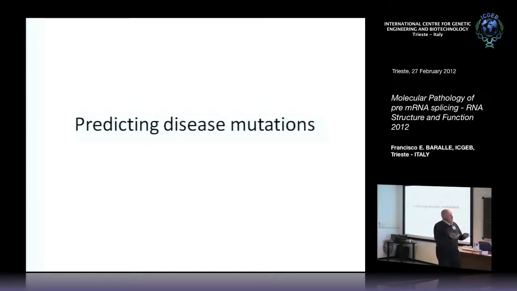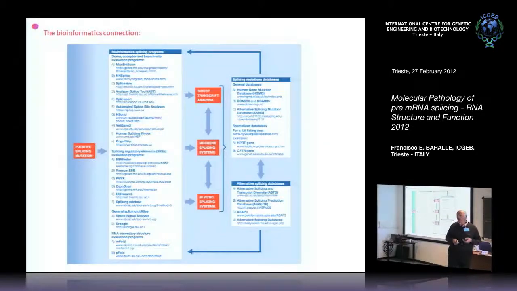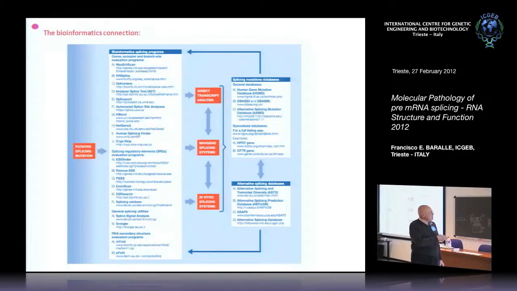I put this at the beginning, it should go maybe at the end, but obviously there is a lot of work on bioinformatics. And if you have a given nucleotide variation in the genome, there is a whole array of programs and applications that will predict if that mutation will affect the splicing or not. However, as we'll see in a minute, the predictions are rather unreliable, and you never will use that as a diagnostic tool or as the unique diagnostic tool.